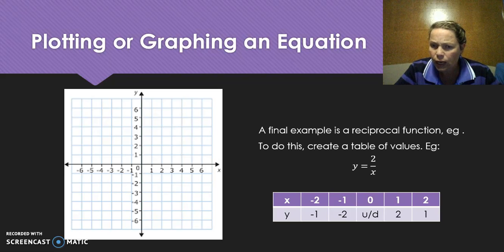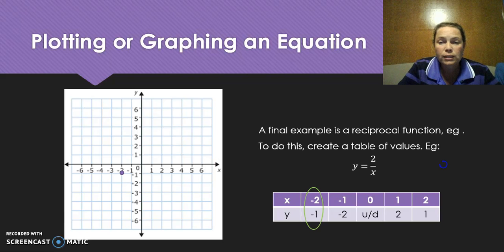Now, you'll notice I've got u/d when x is 0, and that's because we can't divide by 0. So our y value is actually undefined when x is 0, which means that we've got an asymptote. That means that that's a line that our graph gets really close to, but never actually touches. In this case, we've also got an asymptote because it's undefined when x is 0. It means it's undefined when y equals 0 as well. So it means that our graph will not touch either the x-axis or the y-axis.